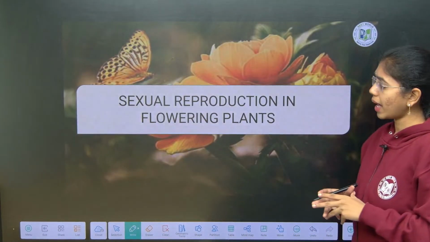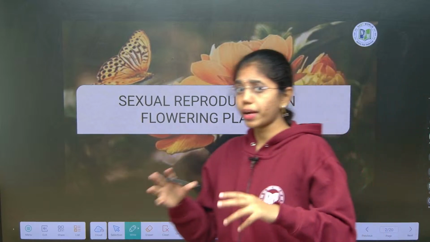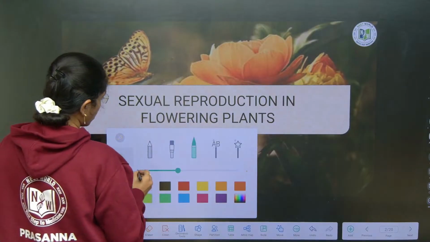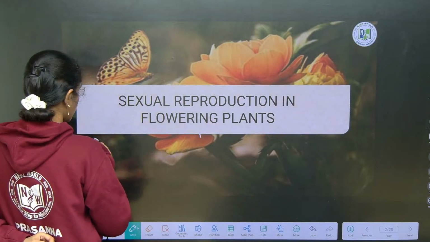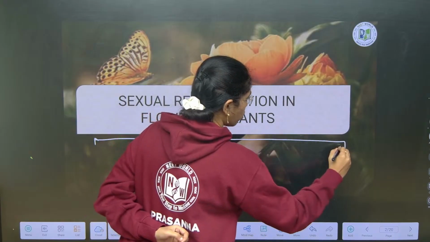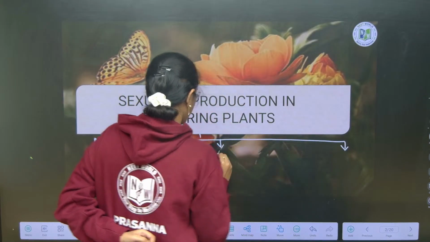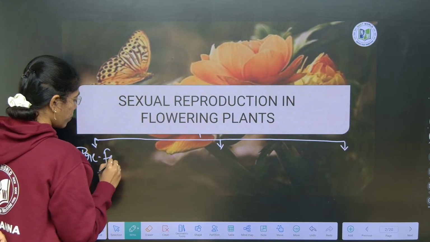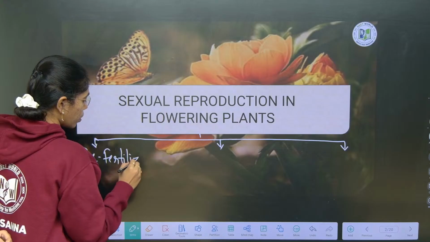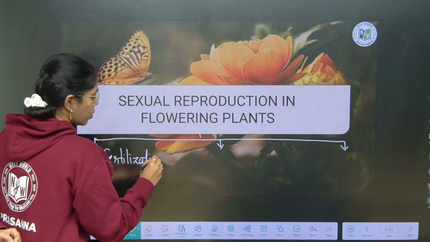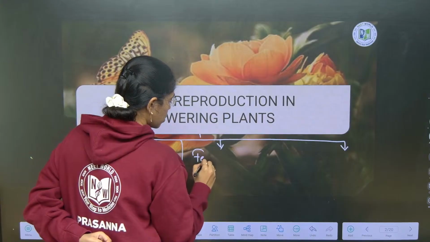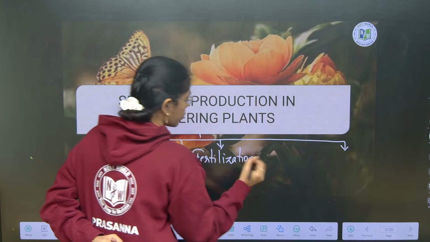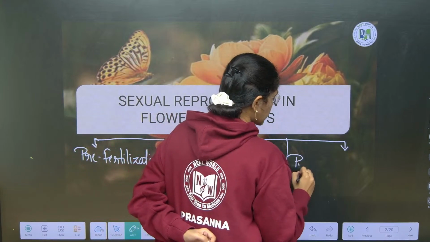Sexual reproduction of flowering plants, the very first thing is you have to fragment this chapter into 3 domains, which include pre-fertilization events, fertilization events and post-fertilization events.